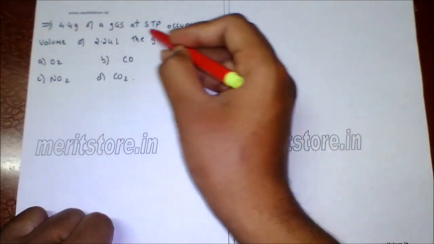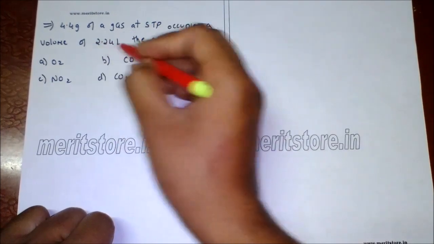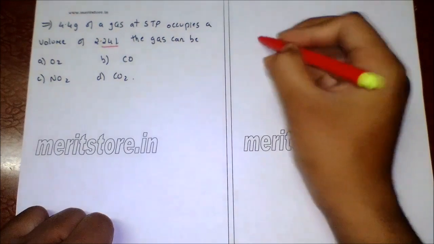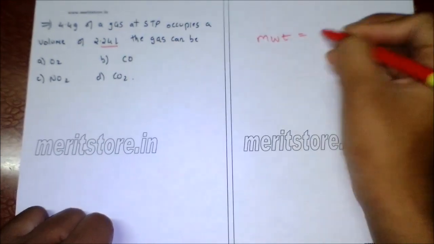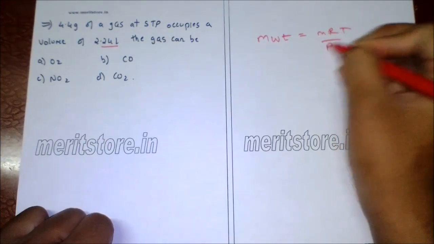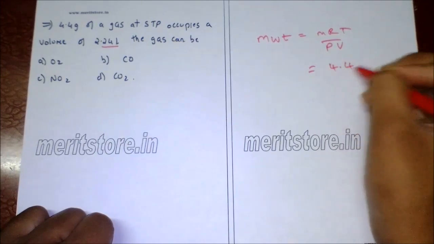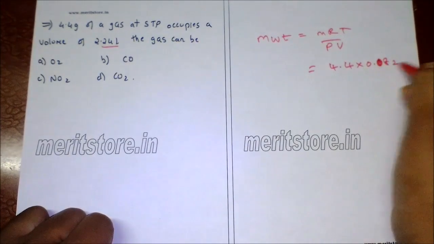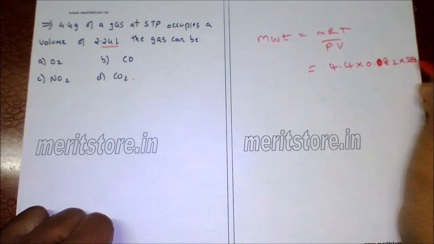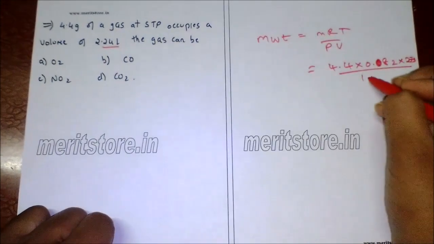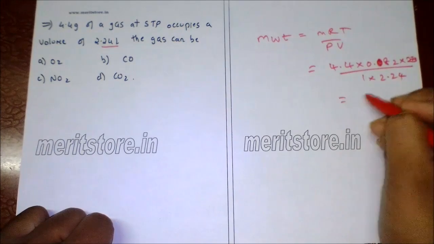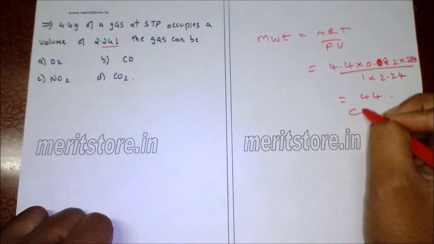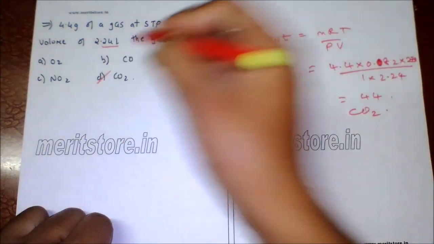4.4 gram of gas at STP occupies a volume of 2.24 liter. The gas can be. So the molecular weight is equal to mRT upon PV. So 4.4 into 0.082 into 273 divided by 1 into 2.24, which comes out to be 44. So the gas should be carbon dioxide, CO2. So option D is the correct answer.